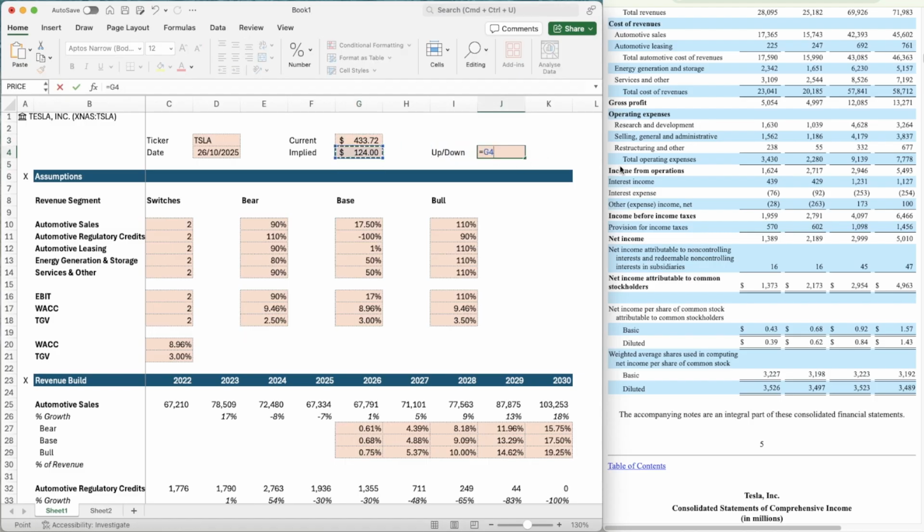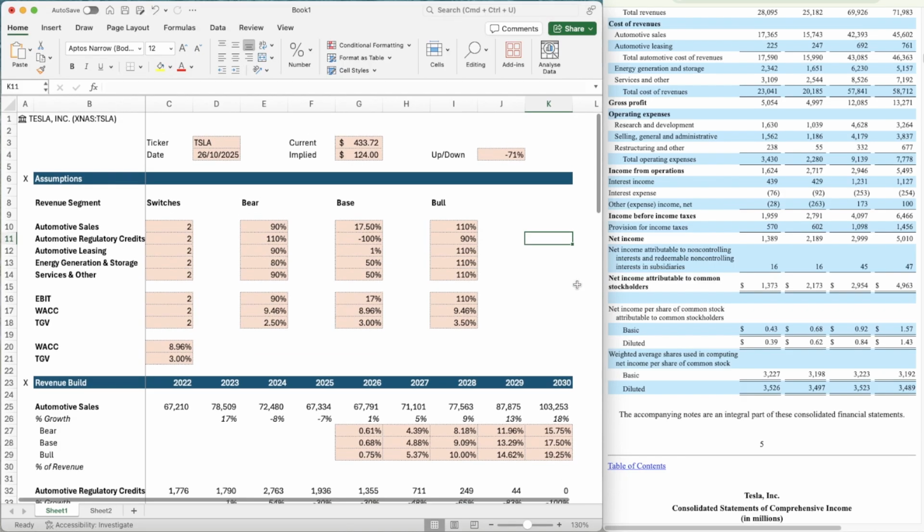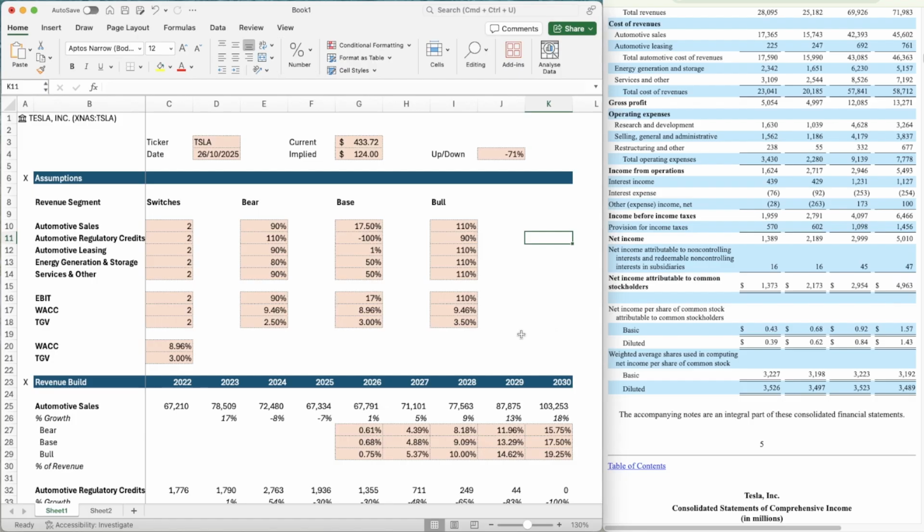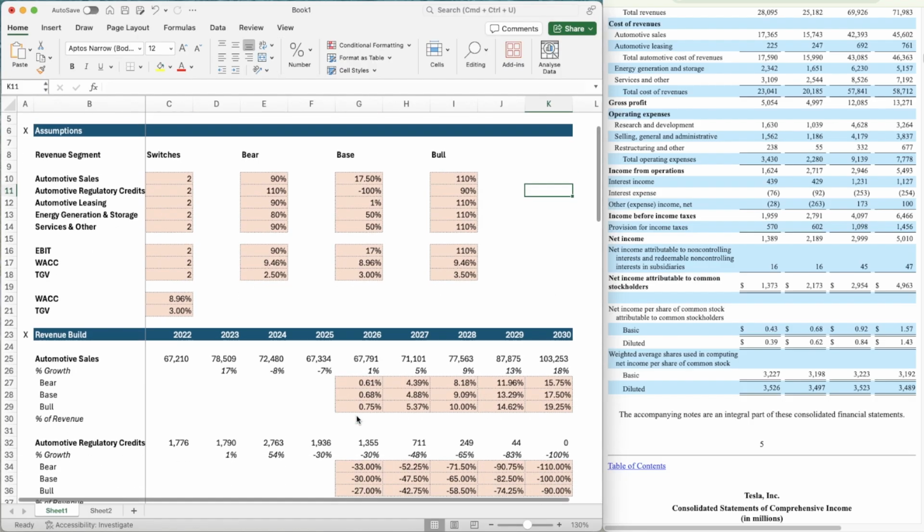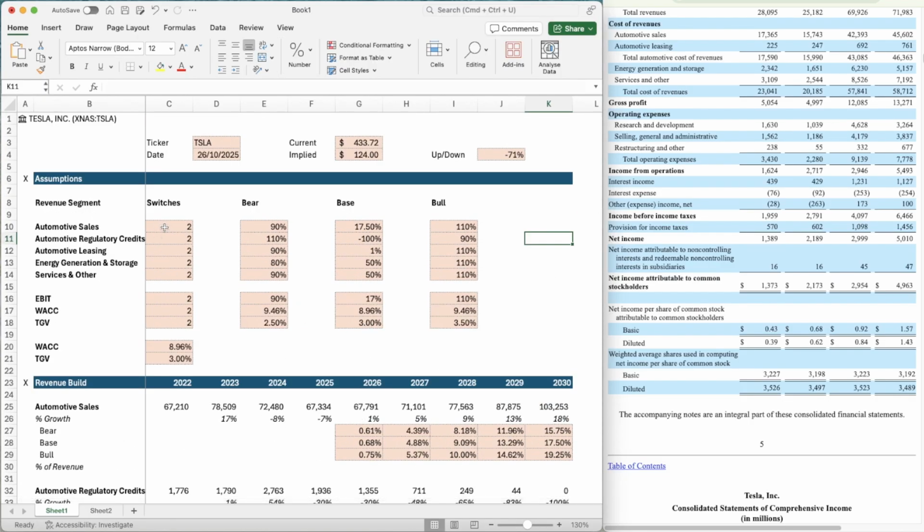To work out the upside or downside, you take the implied divided by the current minus 1. So it's at an all-time high. On a base case, this is saying that there's a 71% downside. The downside to Tesla, it is significantly overvalued. If we go on to the bull case, we would get a price of 124, which is not really that much higher.